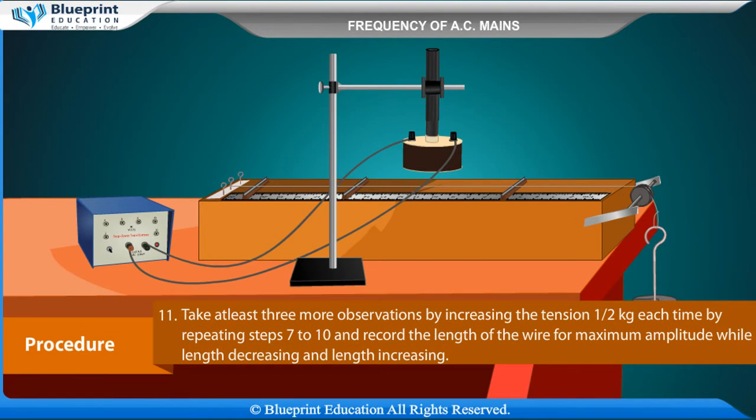Take at least 3 more observations by increasing the tension by half a kg each time, by repeating steps 7 to 10, and record the length of the wire for maximum amplitude while length decreasing and length increasing.